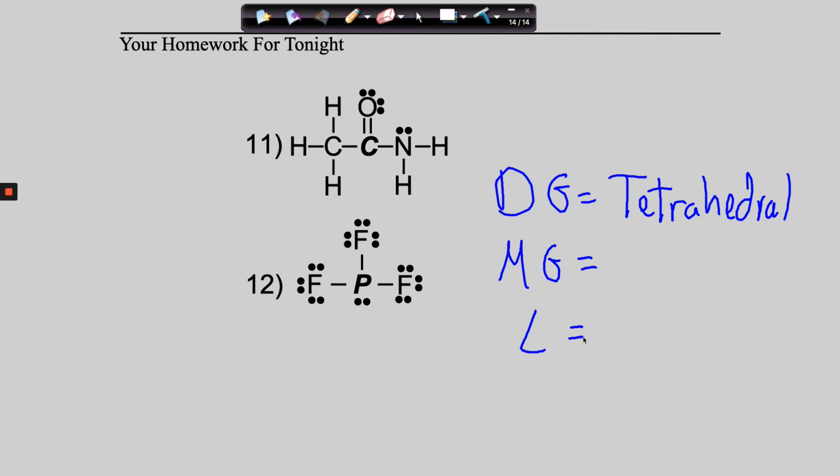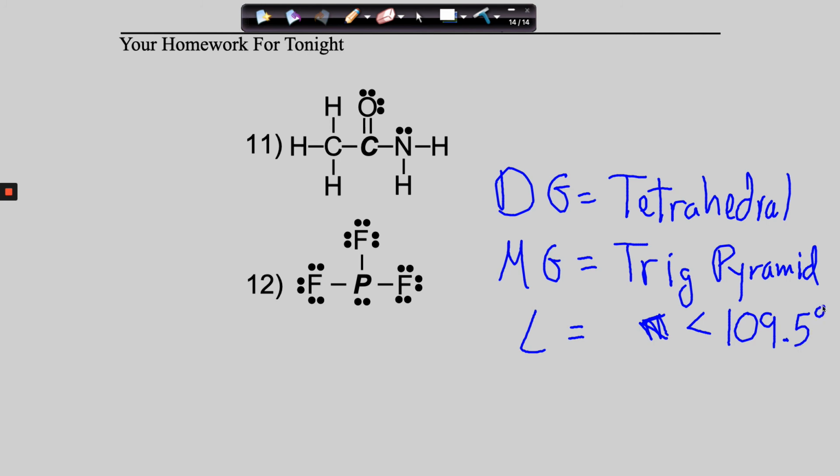That makes the molecular geometry trigonal pyramid. And guys, be careful with how you abbreviate if you do. You can't just put trig and then P, because that could also be trigonal planar. Trigonal pyramid and trigonal planar, you have to write out a little bit more. And then guys, if it's trigonal pyramid, the angle is less than 109.5 degrees.